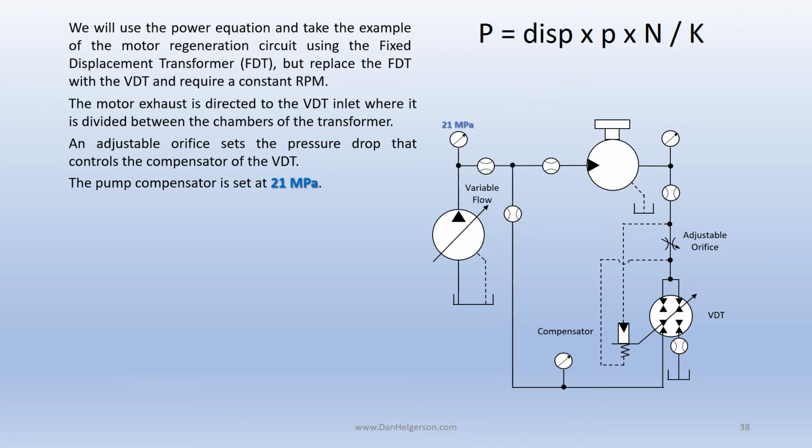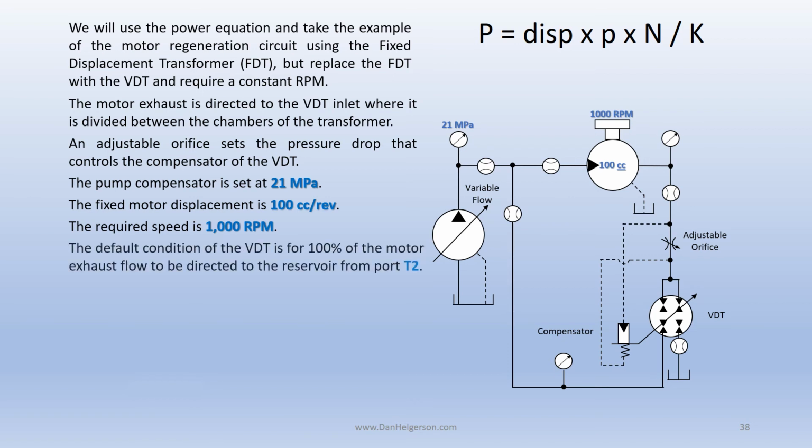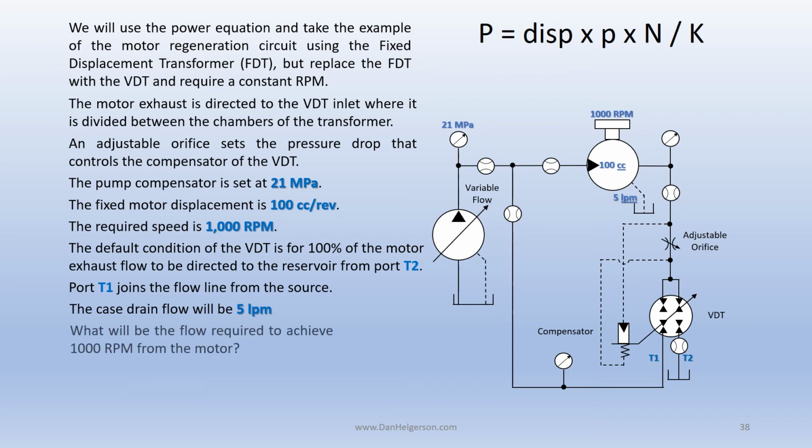The pump compensator is set at 21 MPa. The fixed motor displacement is 100 cc's. The required speed is 1000 RPM. The default condition of the VDT is for 100% of the motor exhaust flow to be directed to the reservoir from port T2. Port T1 joins the flow line from the source. The case drain flow will be 5 liters per minute.